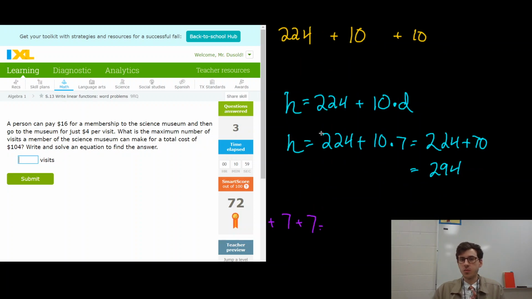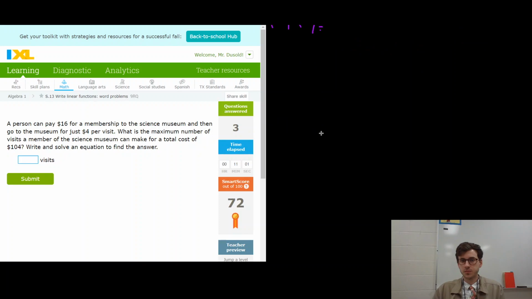Okay, and this one's a little bit different, so I like it. There's some kind of crossing over from the last one, not a big deal. A person can pay $16 for a membership to the Science Museum and then go to the museum for $4 per visit. What is the maximum number of visits a member of the Science Museum can make for a total cost of $16?